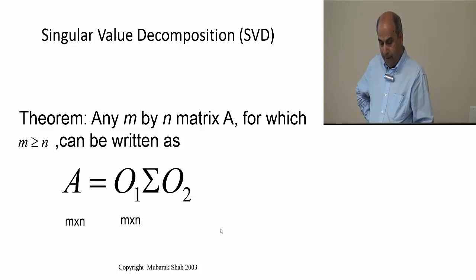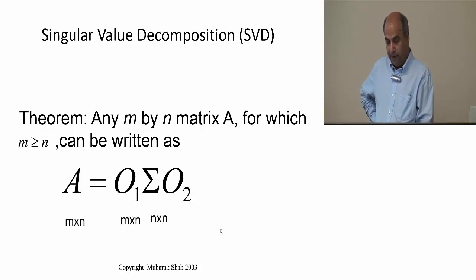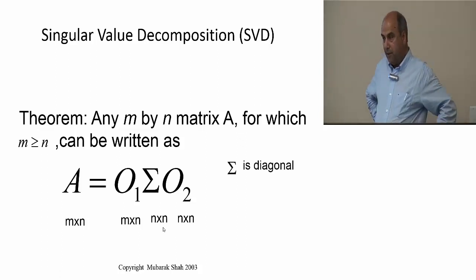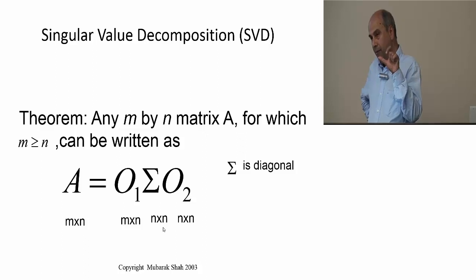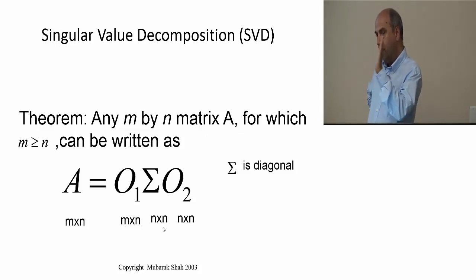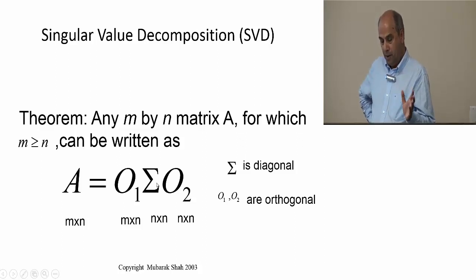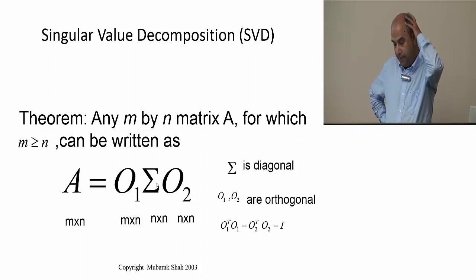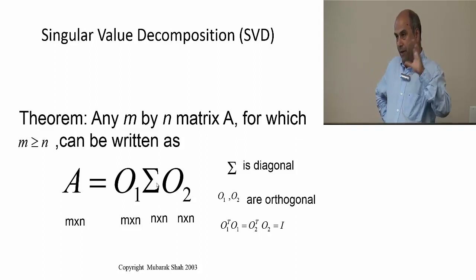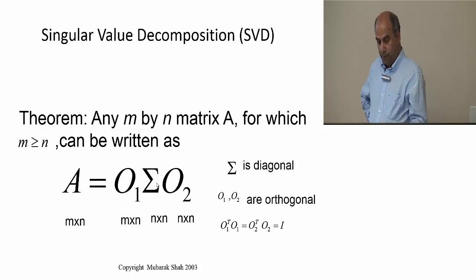So this is M by N, and this O1 will be M by N, this sigma will be N by N, and then O2 will be N by N. So if you multiply this, you get M by N, and multiply with this again, you get N by N. So this sigma is a diagonal matrix which will have the singular values. Diagonal matrix means only the diagonal elements are non-zero, other elements are zero. And these matrices are orthogonal. We talked about orthogonal matrices in the rotation matrices, which means that to find the inverse of the matrix, we just take the transpose, which will become the inverse for O1 and O2.